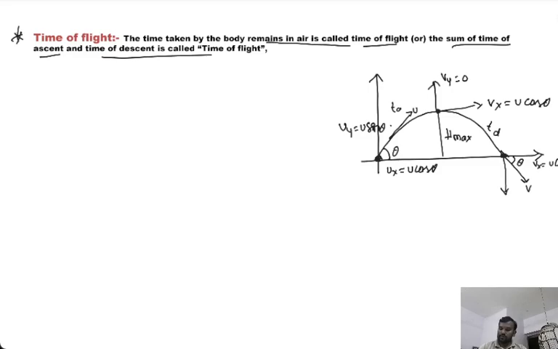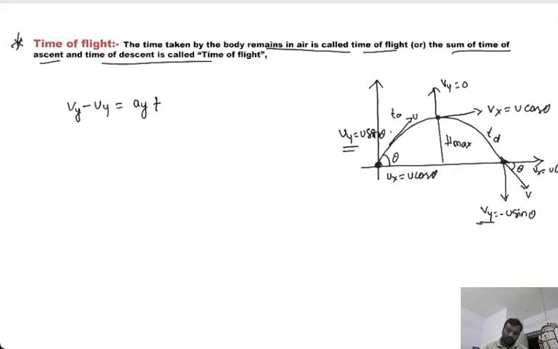Then vx is equal to u cos theta, and vy is equal to minus u sin theta. Both are in opposite directions, the initial velocity and the final velocity. Now you write vy minus uy is equal to ay t. Here vy is equal to minus u sin theta, and uy is u sin theta.